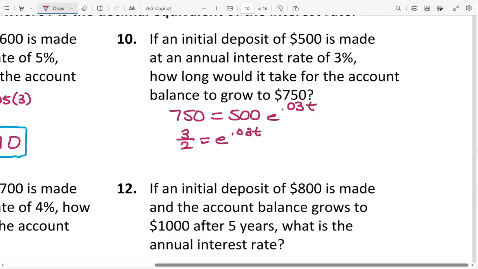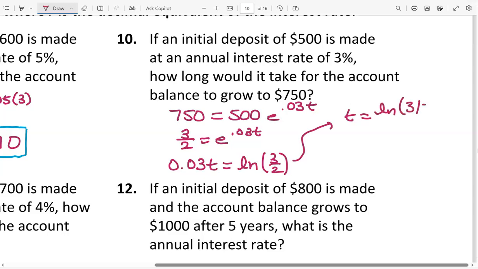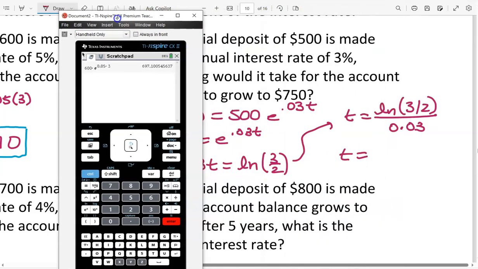And then this is an exponential equation, so if we write it in logarithmic form, we can solve for the exponent. So the exponent is 0.03t, and that's equal to the logarithm base e, which is a natural log, of 3/2. So that means that t must be equal to the natural log of 3/2 divided by 0.03. That's our calculator ready form answer. And then we can use the calculator to find a rounded value.